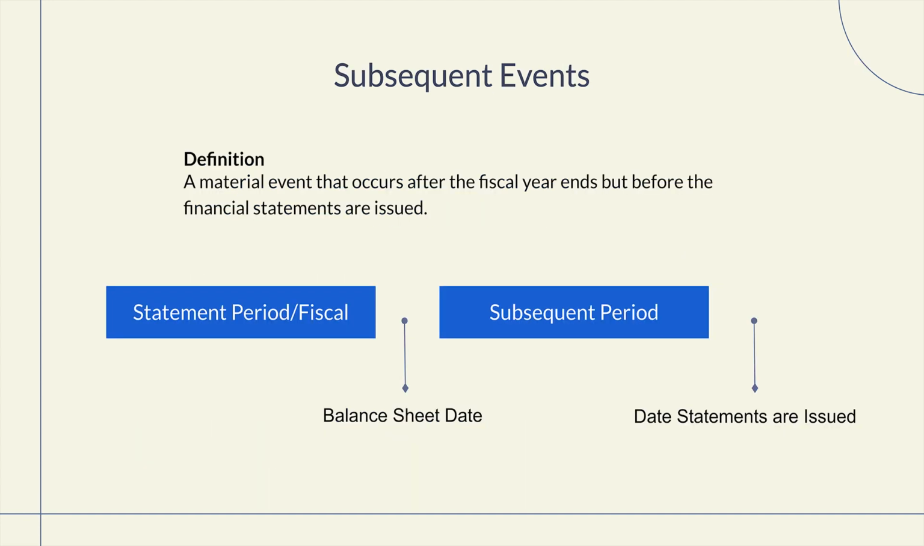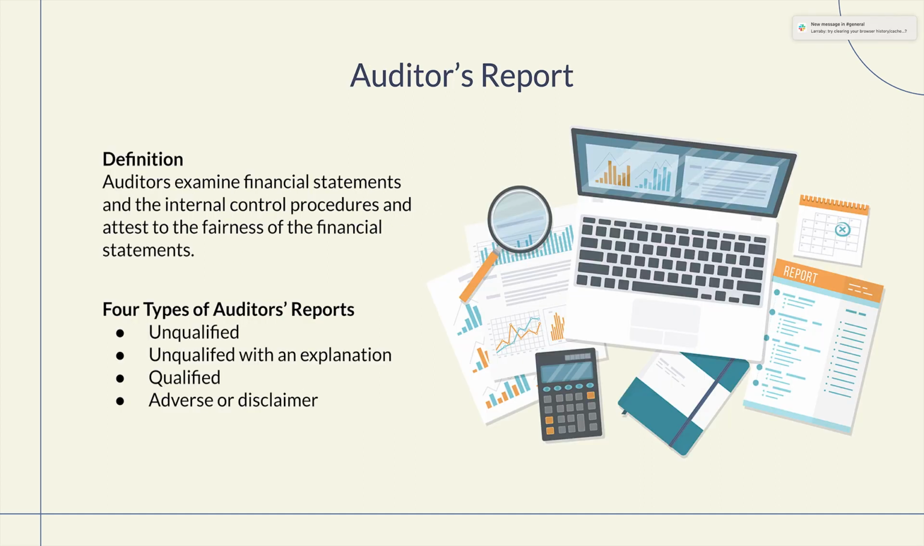Companies must also disclose subsequent events, which is a material event that occurs after the fiscal year but before the financial statements are issued. The auditor's report is the culmination of when the auditors examine the financial statements and the internal control procedures and attest to the fairness of the financial statements. This results in an opinion stated in the auditor's report.